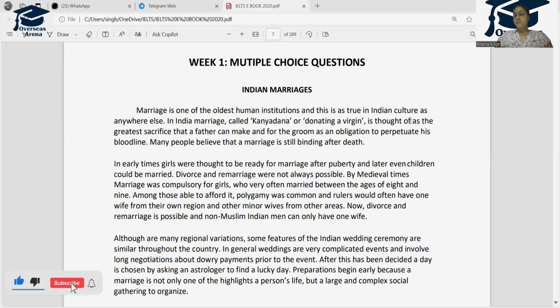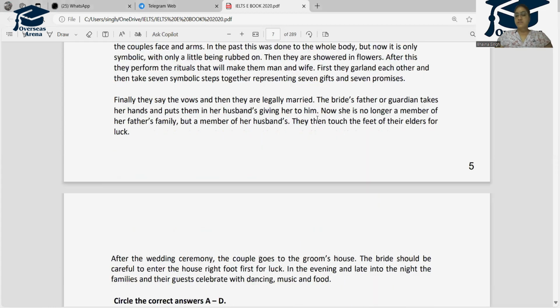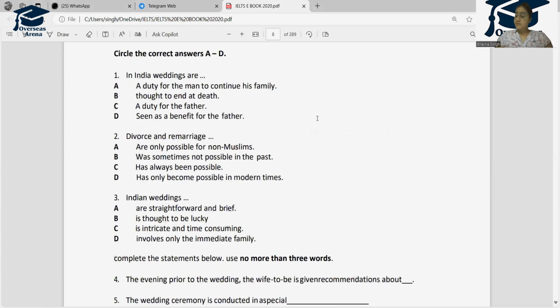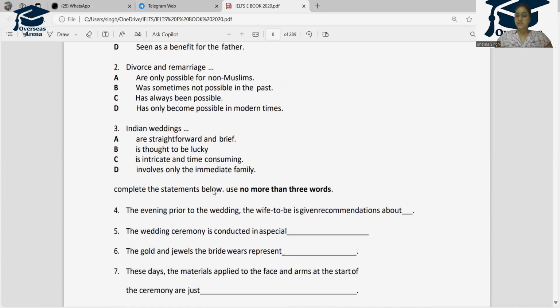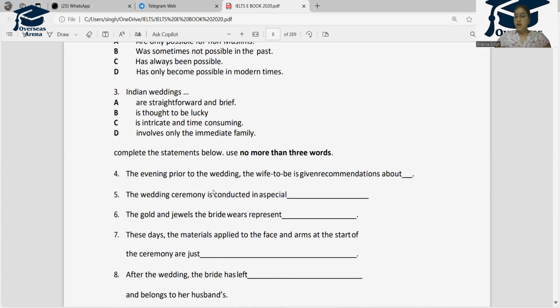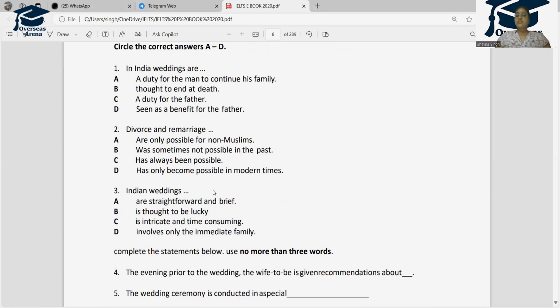Here there is a short passage in front of me of week 1 multiple choice questions, that is Indian marriages. We will read the passages and utilize certain techniques such as skim and scan, and then accordingly we will attempt these MCQs and fill-ups. So the first strategy is always to read the questions and the fill-ups instead of jumping straight away onto the passages. There is no need to read the whole passages and waste your 10-15 minutes on that. Rather, we will just look at the questions and accordingly search for the answers.